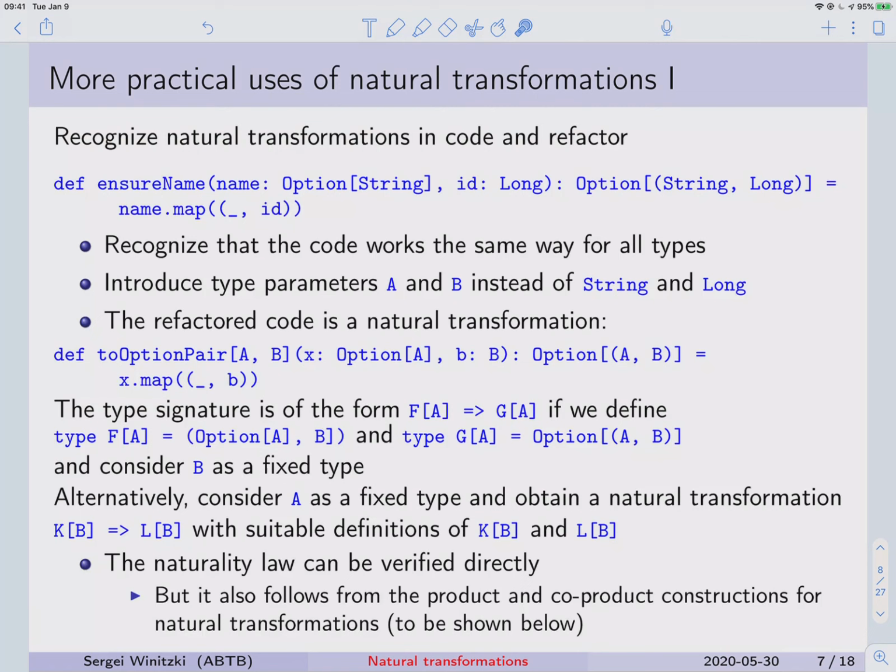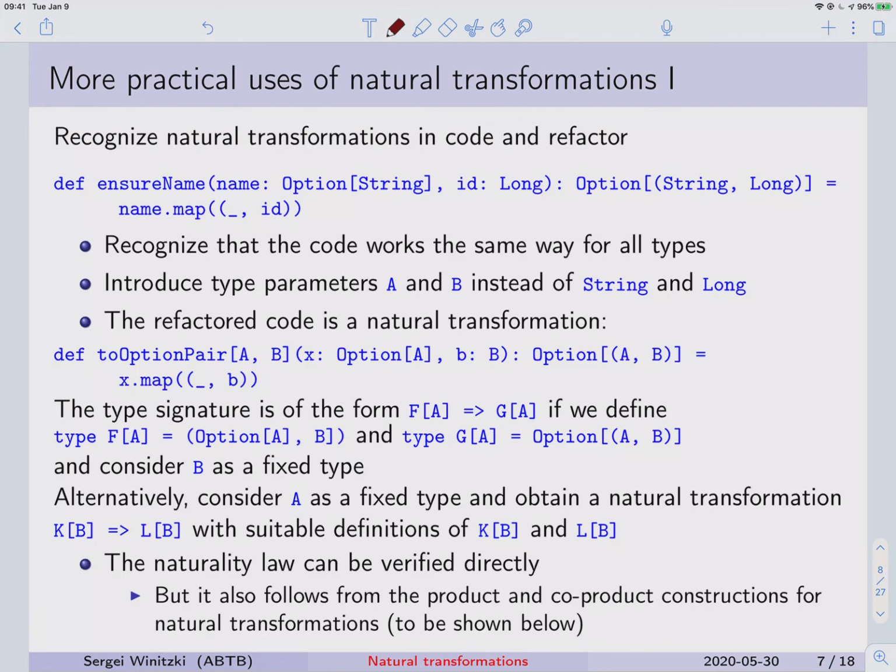So now this type signature has the form of natural transformation if we fix the type parameter b and we define the type constructors f and g like this. We don't have to do this in the code. We can just write down as a comment that this is now a natural transformation. But in order to make sure it is a natural transformation, we write maybe by hand, we write these code formulas.